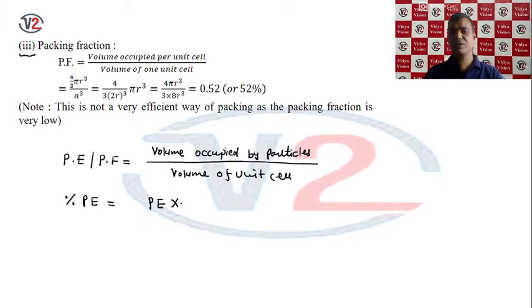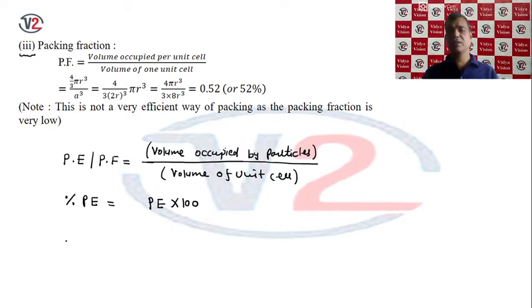Is it clear? So how can we determine the packing efficiency for the simple cubic arrangement of the particles? First of all, we should determine how many particles are present in the simple cubic. Second, what is the volume of one particle, and third, what is the volume of the unit cell, and then we can determine the packing efficiency.